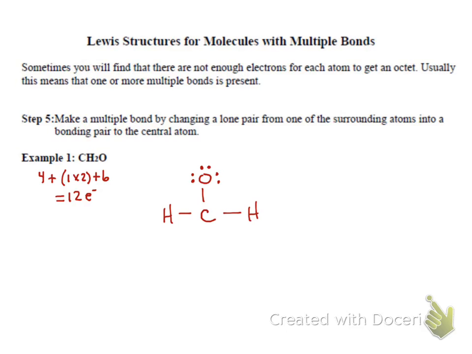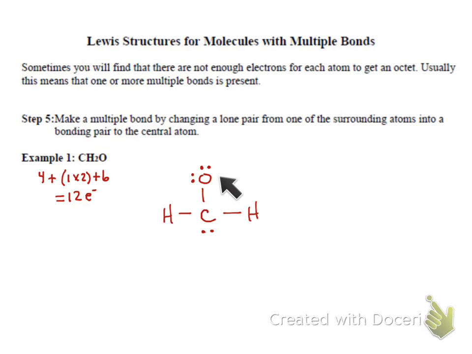Put the single bonds in. And then I put lone pairs around the oxygen. You want to use a pencil so that you can erase when you do this. Hydrogen is done, so they're not going to get anything else. They can't handle more than 2. But I have used all of my 12 electrons. Oxygen has an octet, but carbon doesn't. So I'm going to move some stuff around.